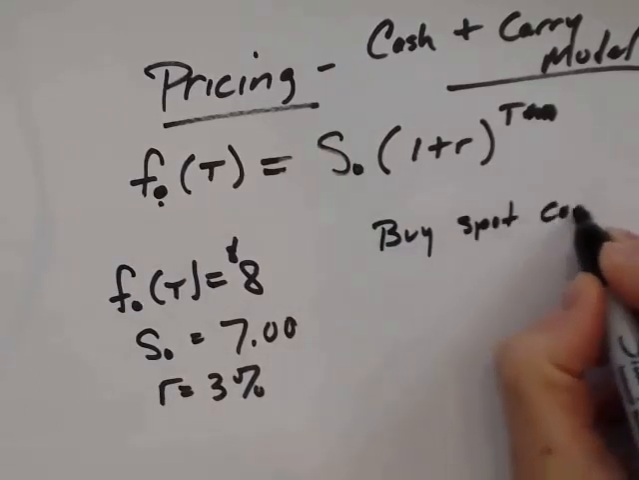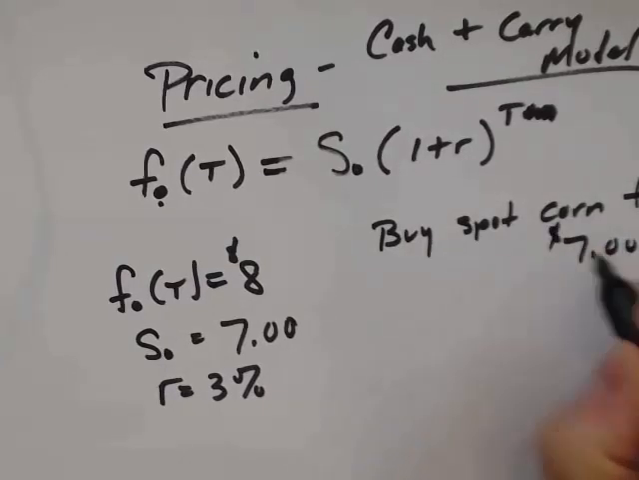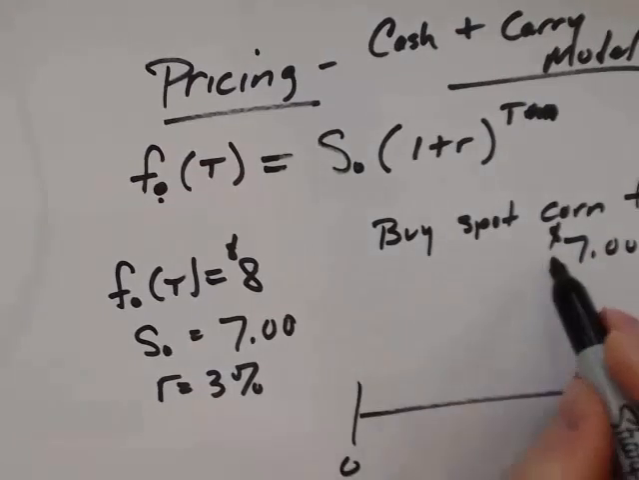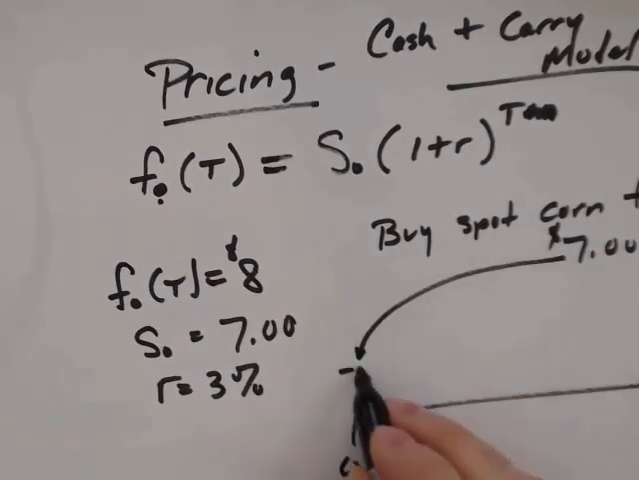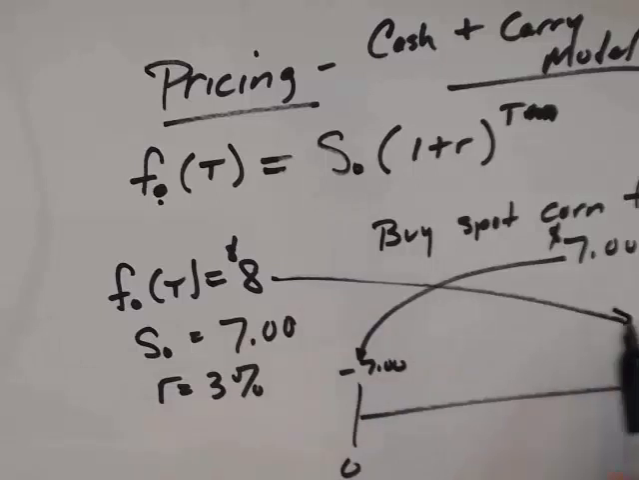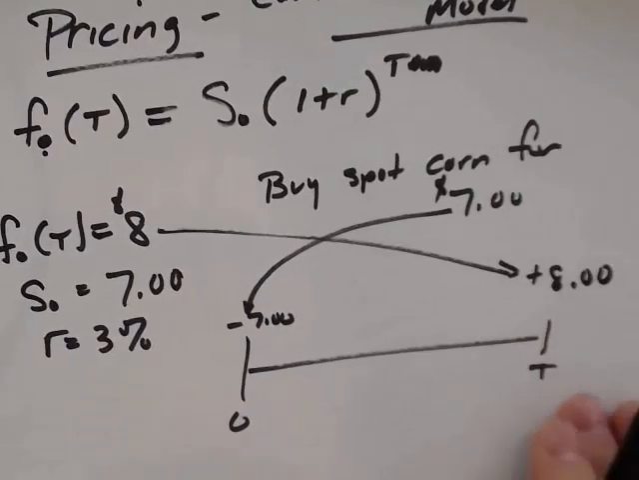Buy spot corn for $7 today. I'm going to buy it at $7, so I'm going to give up $7. And why don't I simultaneously sell the corn for $8 in the futures market? $8 in the futures market. Get that on there.